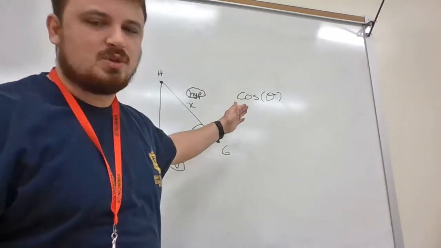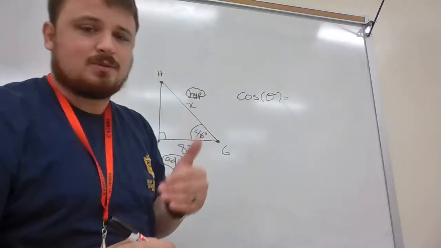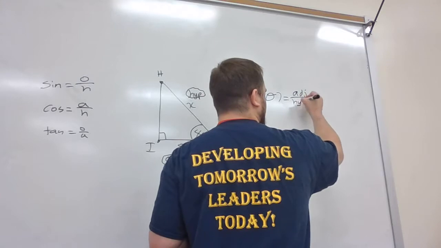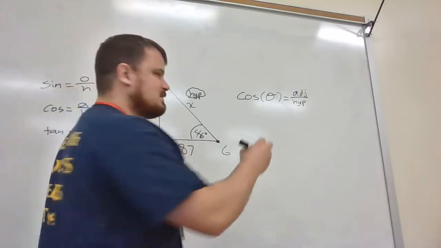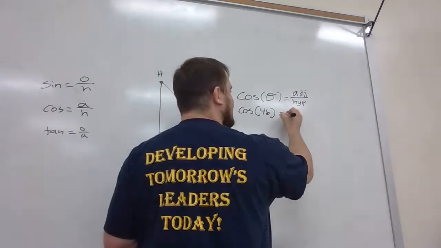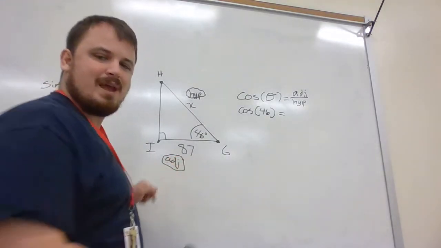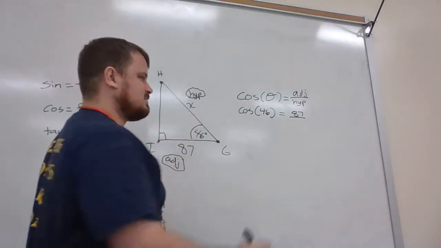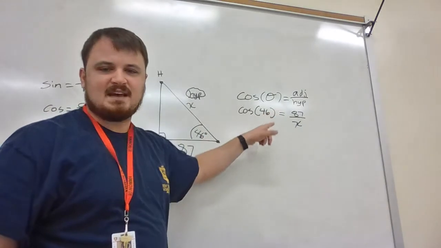So the way that cosine works, it's cosine of theta, which is whatever your angle is, equals, and it's SOHCAHTOA, so C-A-H, cosine equals adjacent over hypotenuse, okay? So what is the angle we're using? Well, it's 46 degrees. So we're going to do cosine 46 degrees equals adjacent over hypotenuse. Adjacent is the one right here, right next to it. So 87 over the hypotenuse, which is up here at X. Okay, so we have cos 46 equals 87 over X.